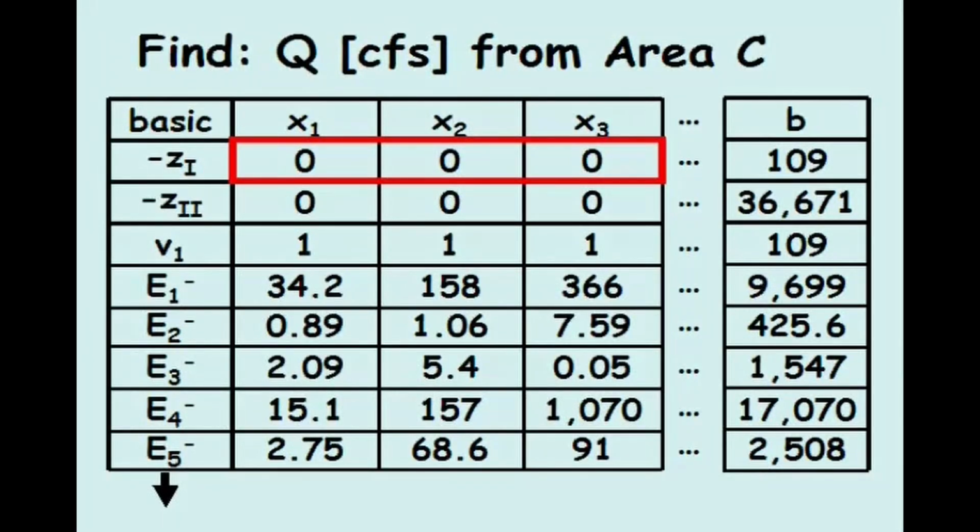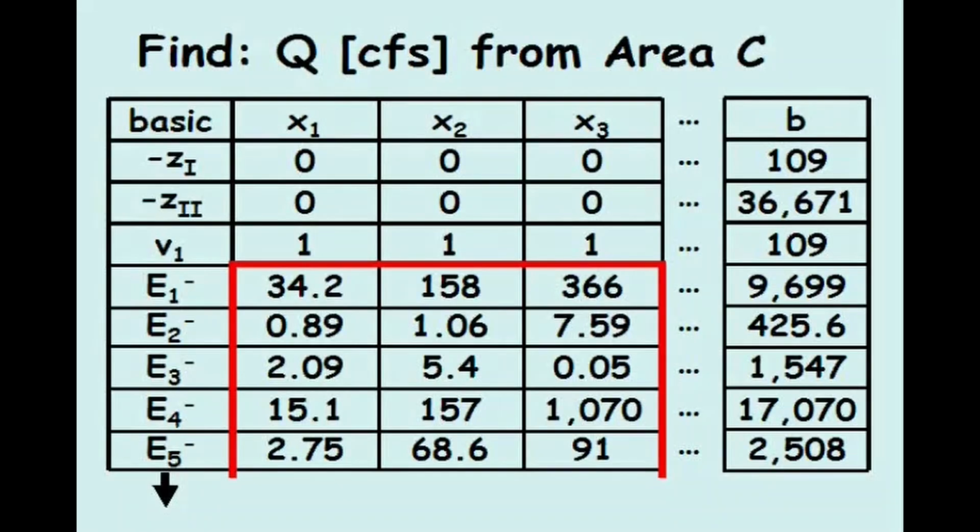The phase 2 cost coefficients equal 0 for variables x1 through x7, 0 for artificial variable V1, and 1 for all error variables EJ plus and EJ minus. The water balance constraint coefficients are shown on row V1, and the unit concentration values for the ion balance constraints are shown on rows E1 minus through E8 minus.